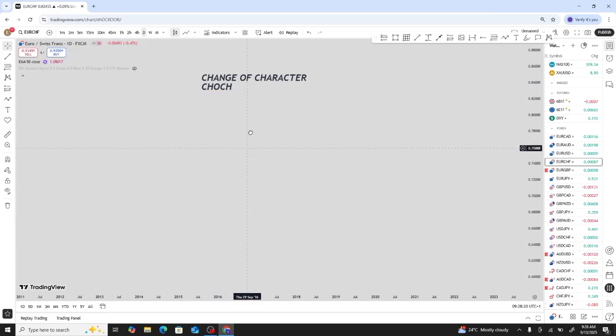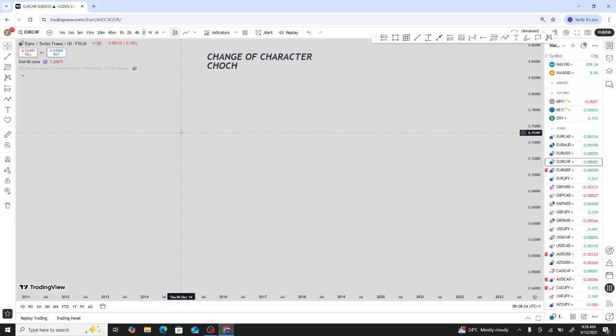So what is a change of character? It is when the market changes direction from an uptrend to a downtrend, or from a downtrend to an uptrend. Do you understand? It's that simple. So look at this chart. We have been taught that an uptrend moves in a series of higher highs and higher lows, higher highs and higher lows, and higher highs.